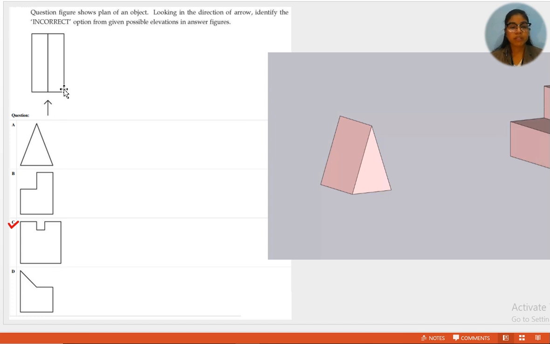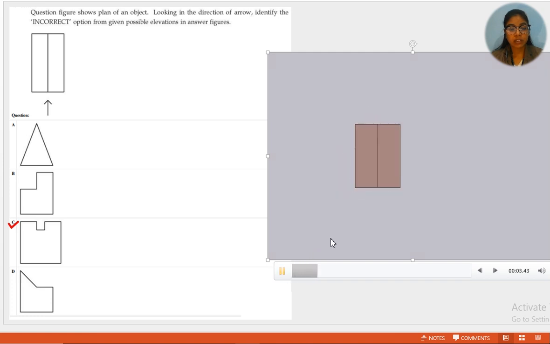Now you have to match this plan with these elevations and find out which elevation given to you is incorrect. When you look at option A, which is a triangle, look at how it will look in plan. As you can see, it gets transformed into a rectangle with three vertical lines and two horizontal lines. So where are these lines coming from? When you look from the top, you see one line, a second line, and this third line. In this manner, when you look at a triangle from the top, you get rectangular strips with three vertical lines.